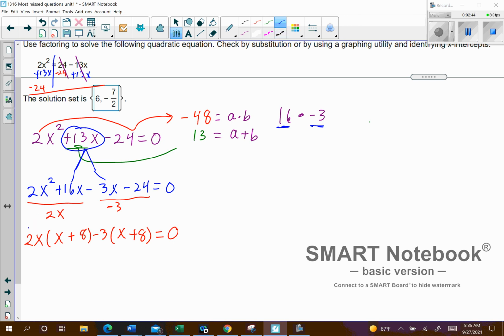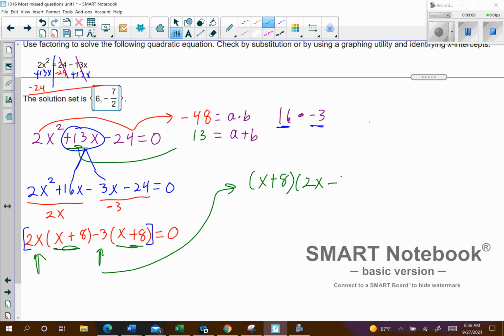And then I like to put this extra set of parentheses right here. And then what we're doing is we're factoring out the parentheses of x plus 8. And I'll come over here. So you pull out the x plus 8, and then what's left behind is the 2x minus 3. And then you take each one of these and set them equal to 0 and solve.